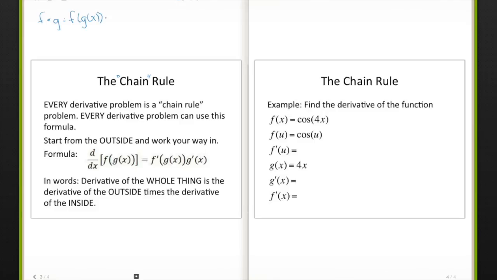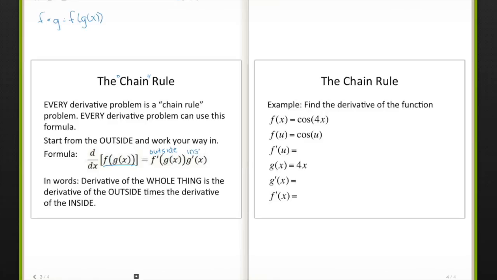This originates from the idea of composition of functions from pre-calculus. Before we've seen f compose g or f of g of x. Using the chain rule is looking at a function that's in that format, a function inside of another function. And it just basically tells us to start from the outside and work your way in.